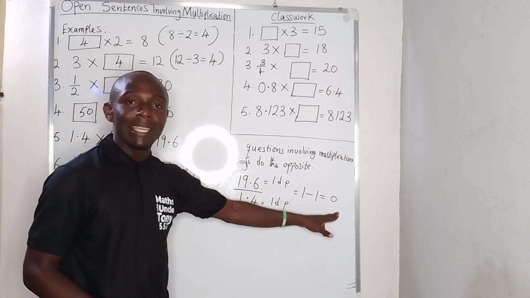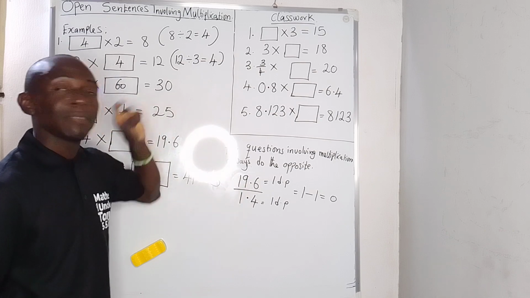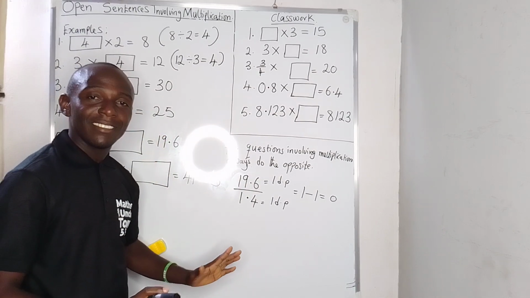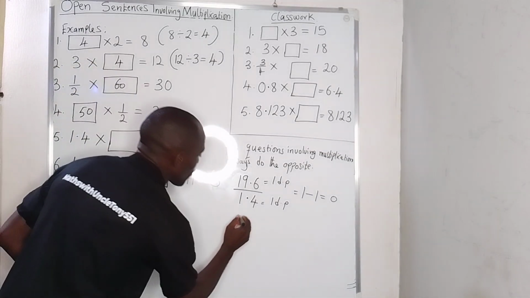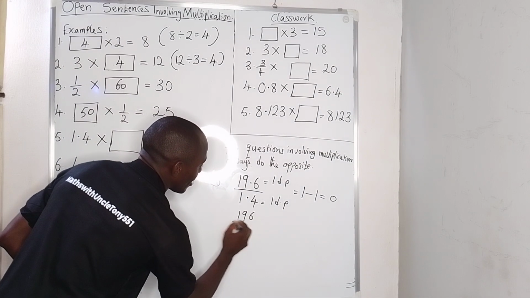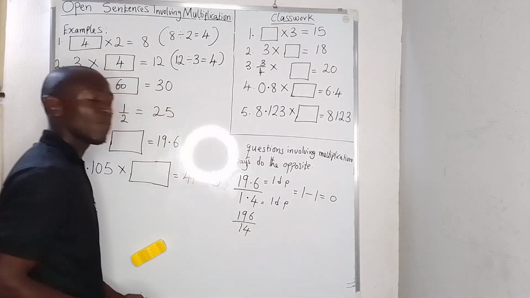1 minus 1 is 0. I can confidently remove the decimal point, and after dividing, I will leave the answer that way without moving the decimal point. Okay, we have 196 divided by 14.